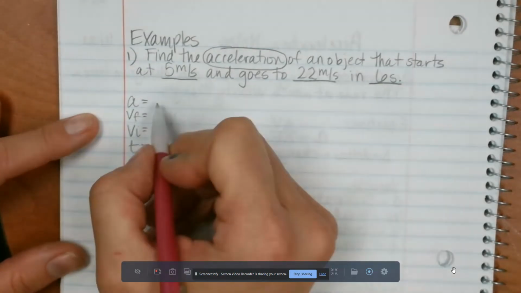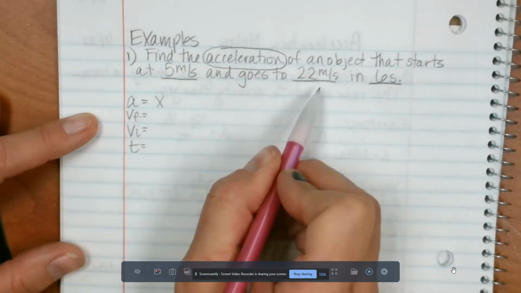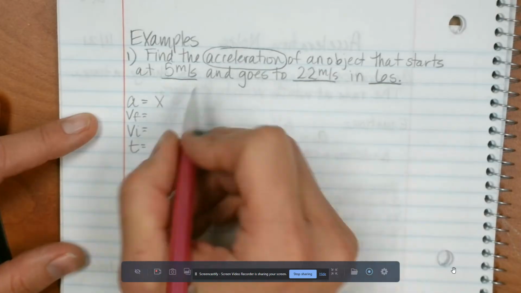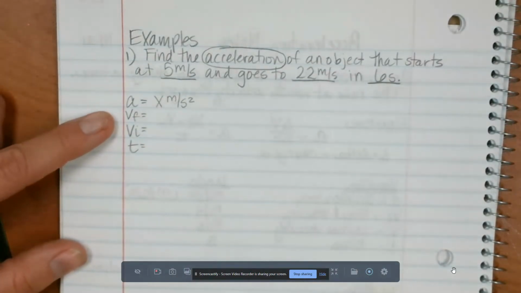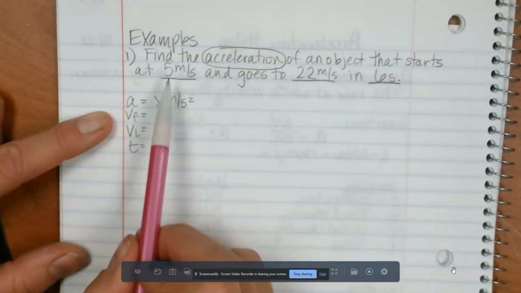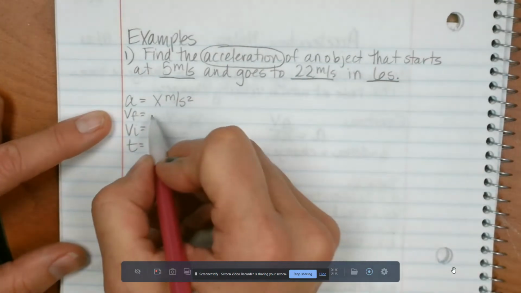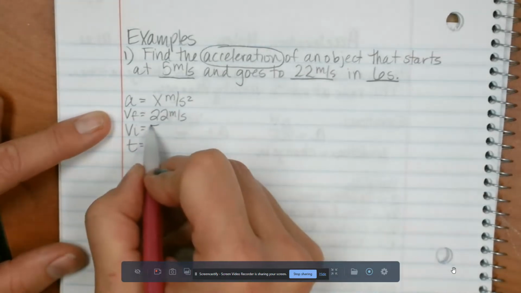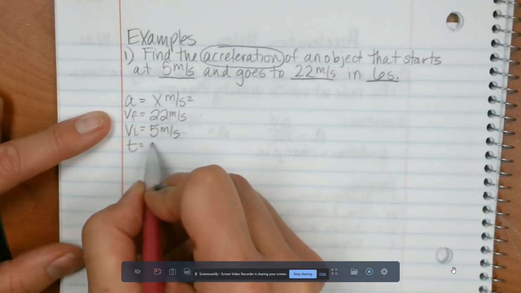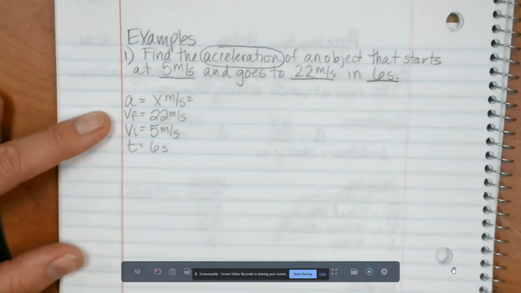So if we're looking for acceleration, that's going to be our X. And remember, we're looking at our velocity units, which is meters per second. So this is going to end up as meters per second squared. Our final velocity is the ending. So it starts at 5 and goes to 22. So our final is 22 meters per second. Our initial is 5 meters per second. And our time is 6 seconds.